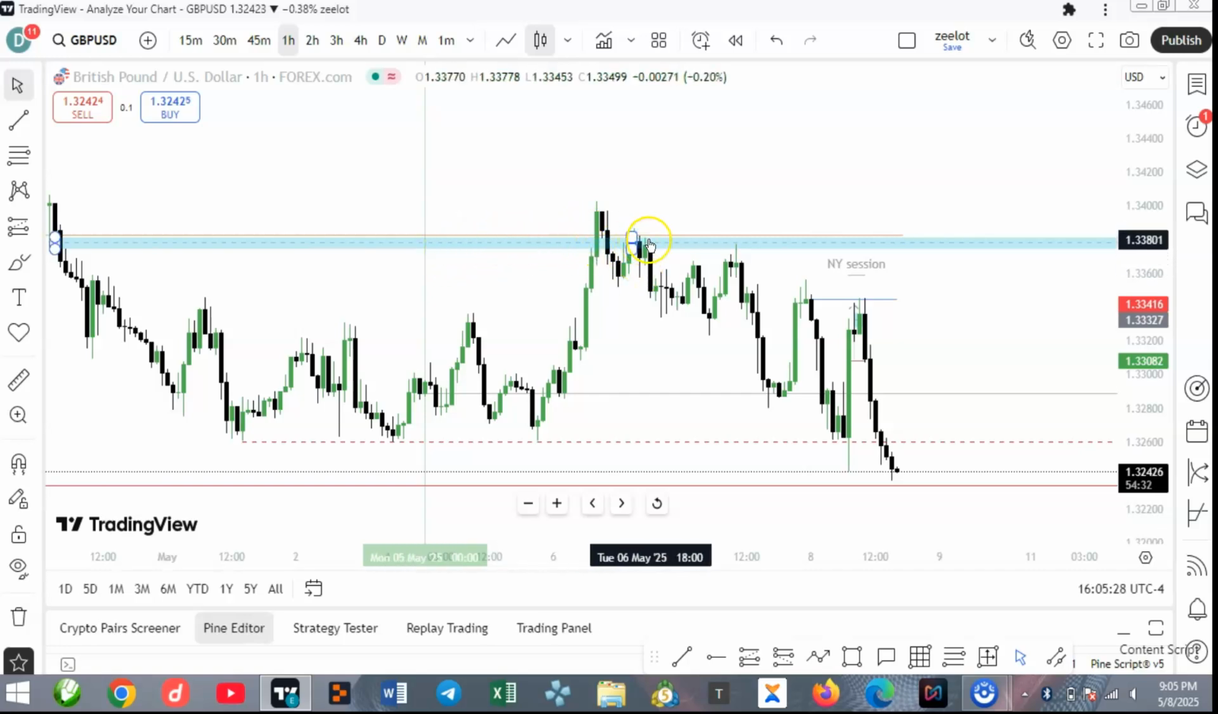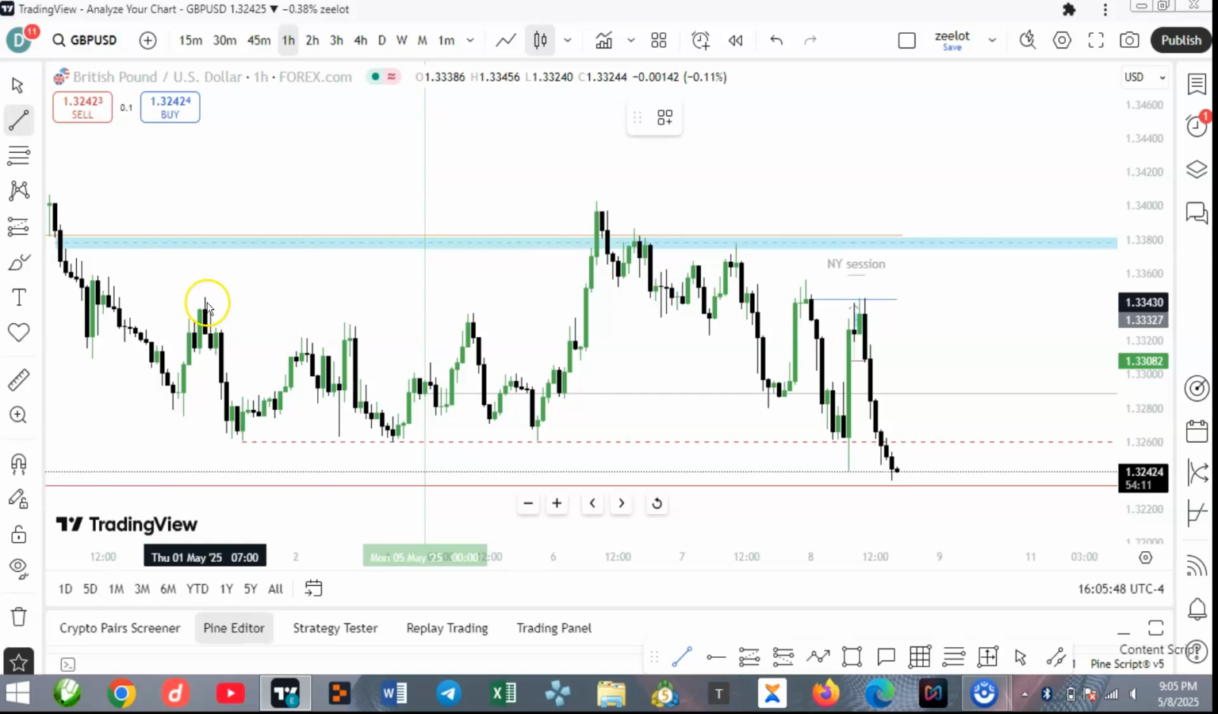And this one was respected. The market came back and tapped it, then went down. It came back again and used it as resistance. It came down, and see, it came back again. It couldn't go higher, then it dropped and started dropping. Previous week high, this is it here.